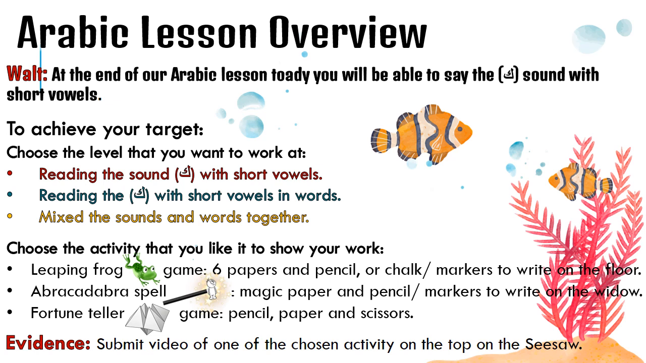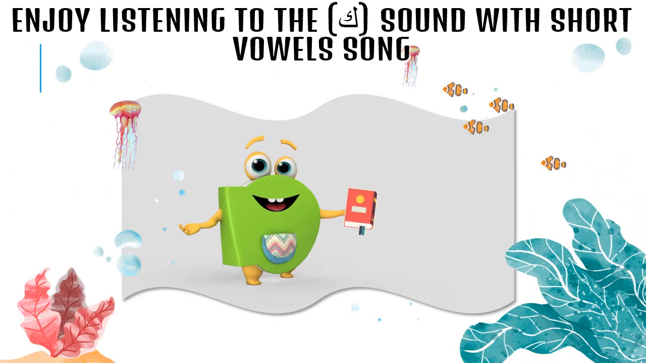You can choose Leaping Frog game, or Abracadabra spell, or Fortune Teller game. Pause the video to read the resources you need for each game. The evidence will be to submit a video of one of the chosen activities on the Seesaw. And for now, enjoy listening to the K sound with short vowels song.